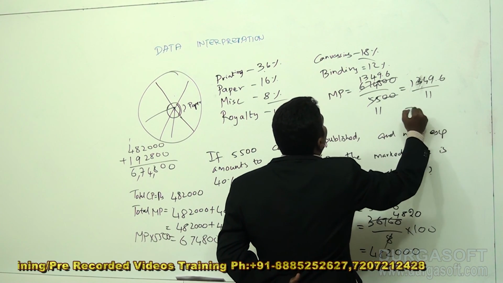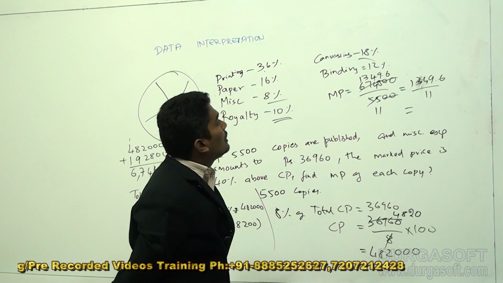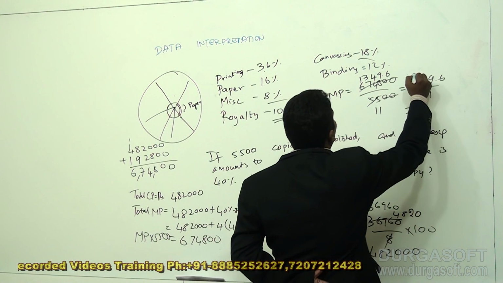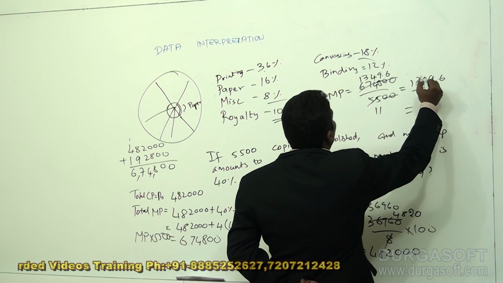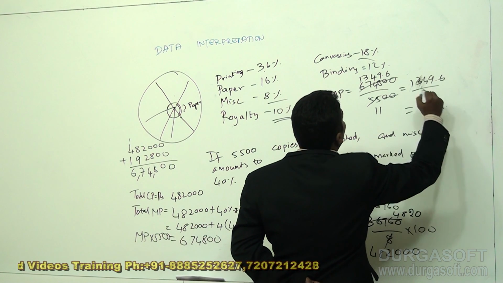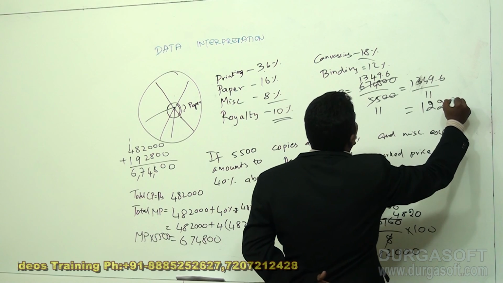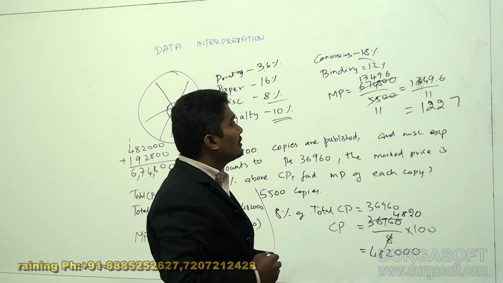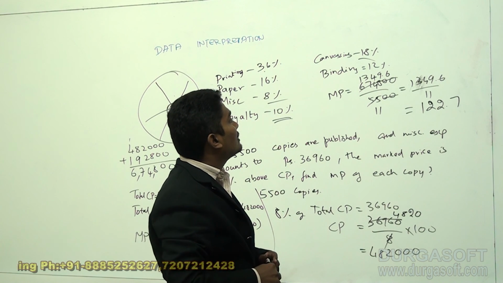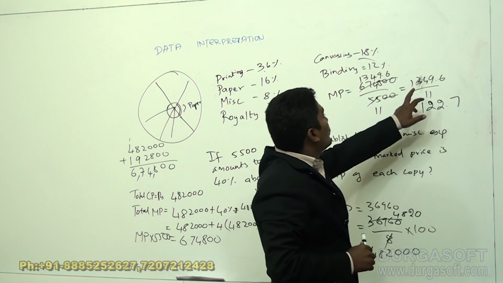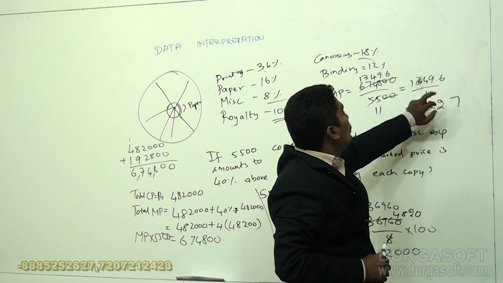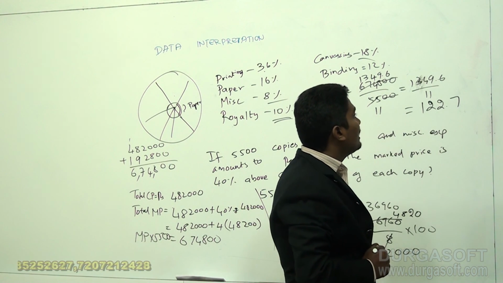Again 1293.6 divided by 11. I will be getting it as 1 time 11 remaining 24, 2 times 22 remaining 29, 2 times 22 remaining 76. Approximately 122.7 I will be getting the answer. I will be getting the approximate answer as 122.7 approximately.